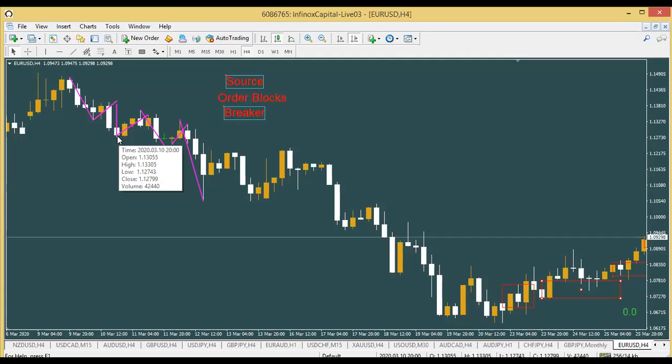Now, look at this lower low here. This particular bullish candle was responsible for the push down to this point. The market pushed up again, then another bullish candle pushed it down to the next lower low. Then the market corrected or retraced, and then this bullish candle pushed it down to this point. So the bullish candles responsible for the push down are called the order blocks.